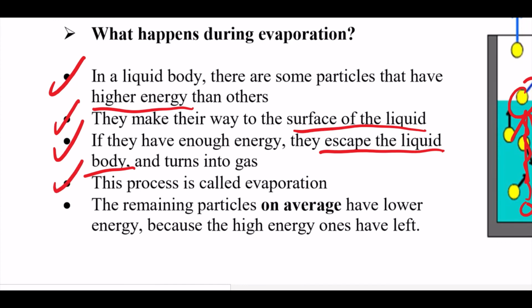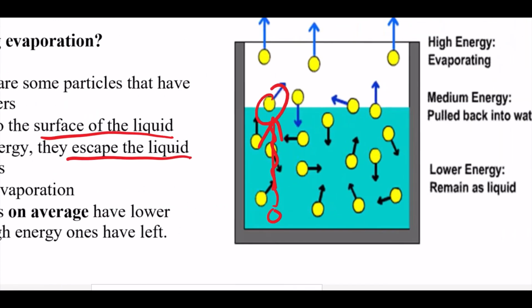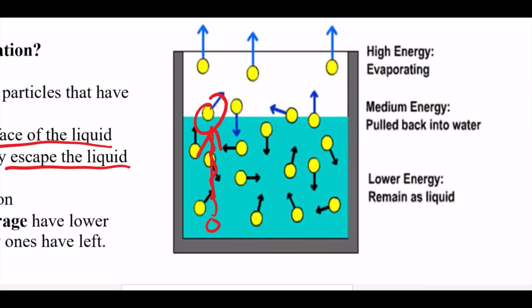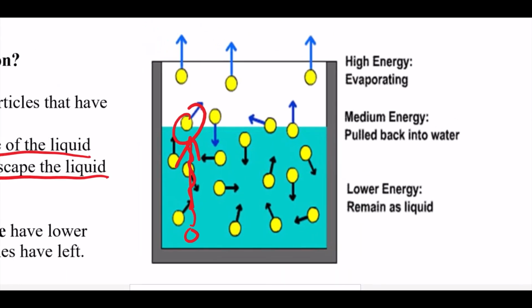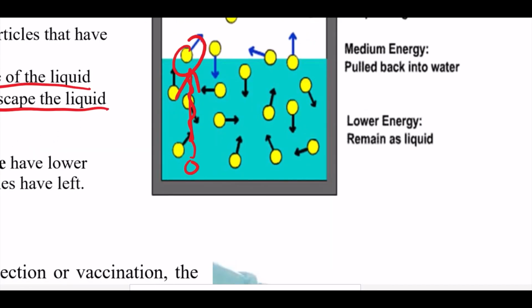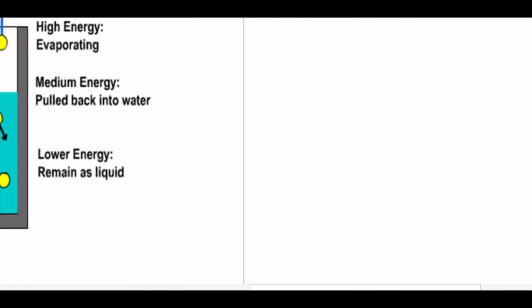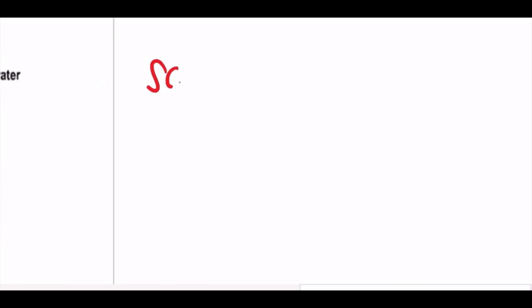Now, how does this result in a temperature drop in the liquid as the particles evaporate? Let's think about this in terms of average. Remember, what is the meaning of average in mathematics? That means you sum up everything and then you divide by the number of data points. Now let's give an example. Let's say we are talking about the math score of the class, out of 100.